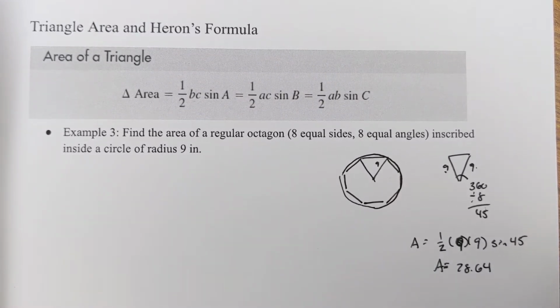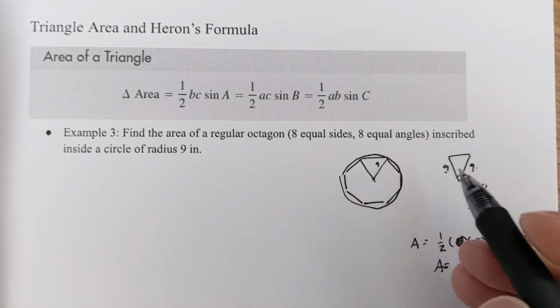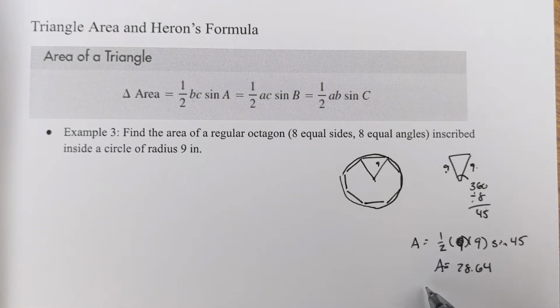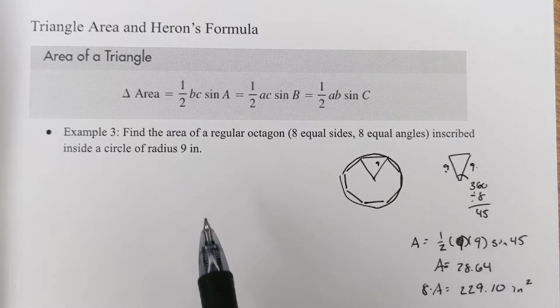Now, the thing is, that's one wedge, but it's an octagon, so there's 8 of these. So the full octagon is going to be 8 times that value. So multiplied by 8. The area of the whole octagon is about 229.10 inches squared, because my radius is measured in inches.